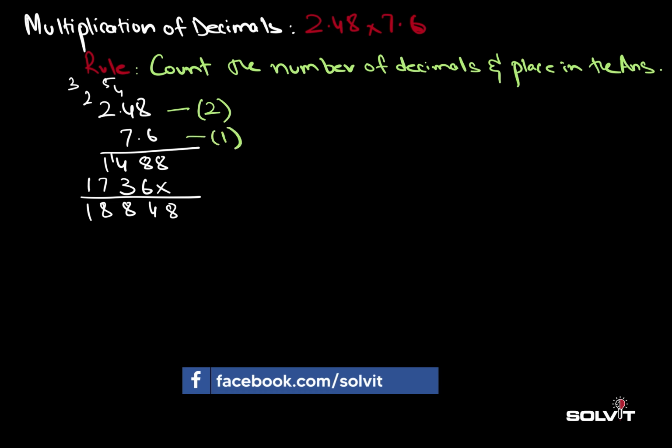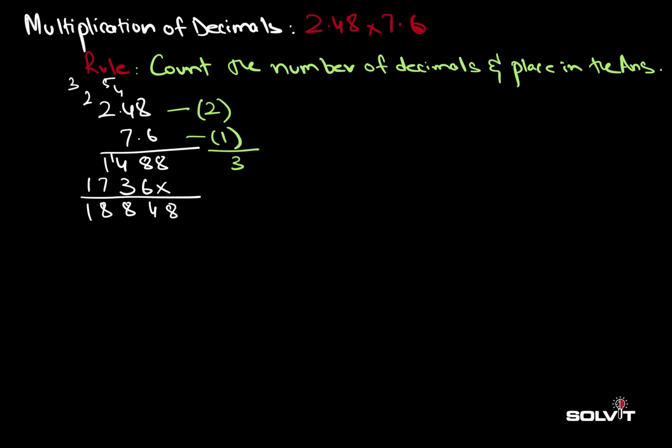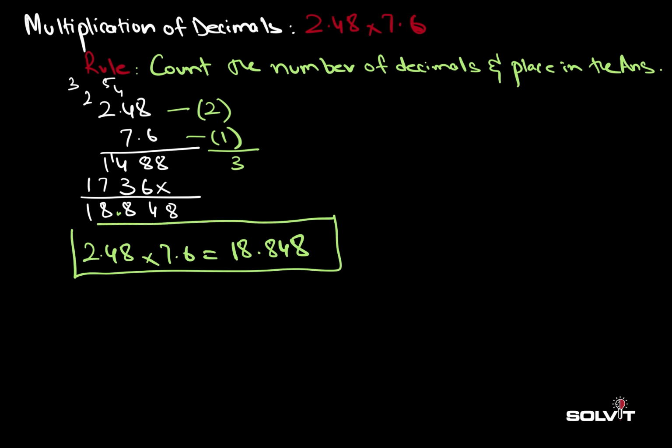So that means in total we need to place 3 decimal places in the answer, counting from right to left. So that means 1, 2, and 3. So the decimal would come at this point. So in the final answer, 2.48 multiplied by 7.6 would be equal to 18.848. Okay. So then let's move on to division of decimals.